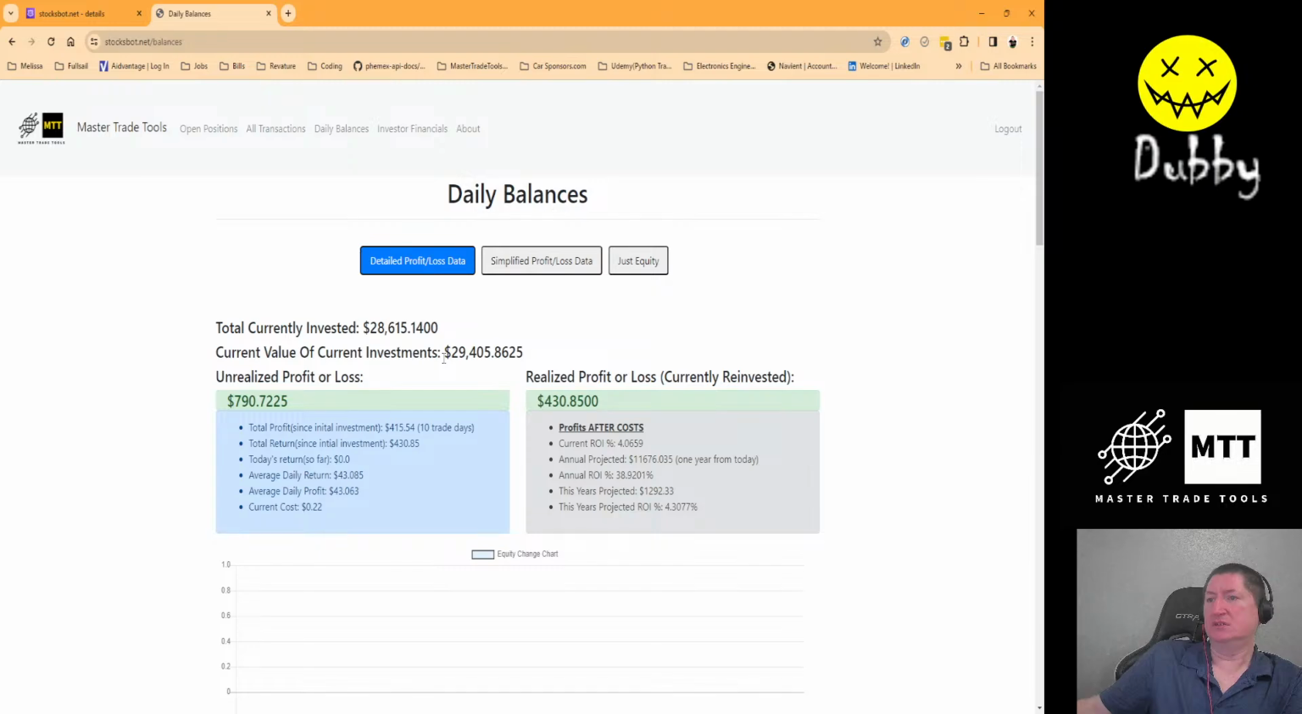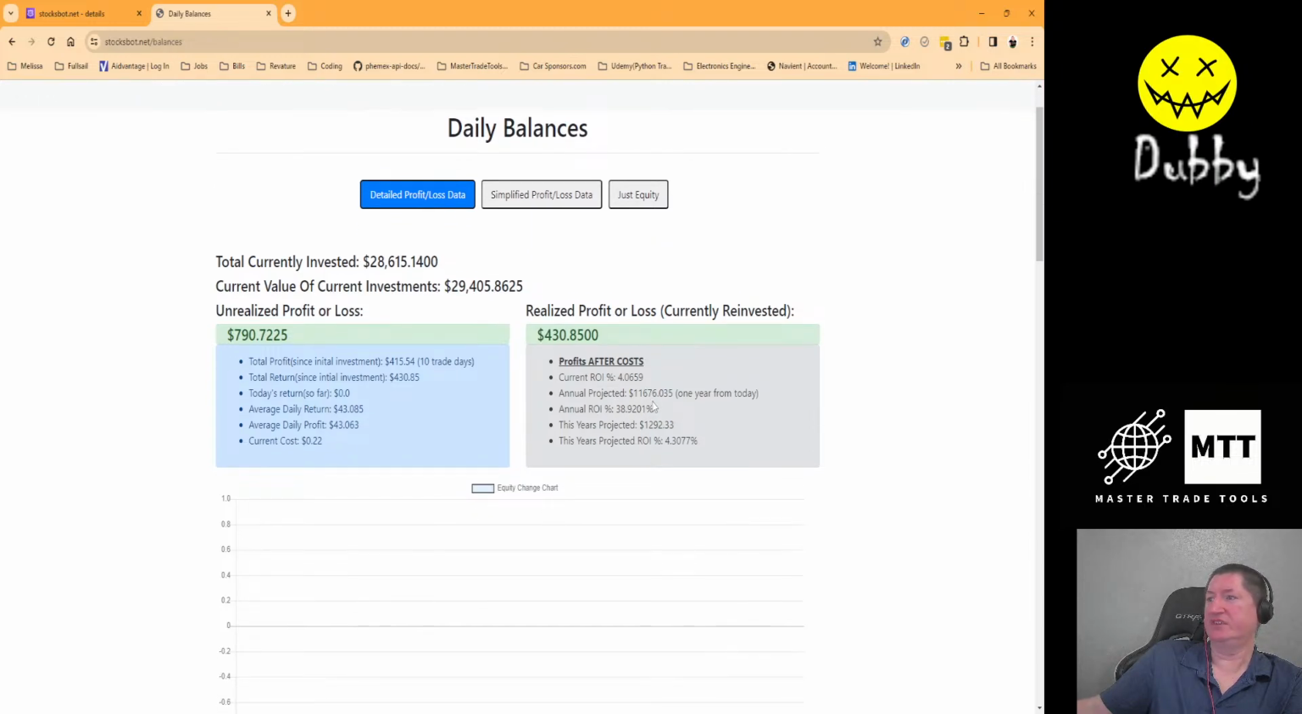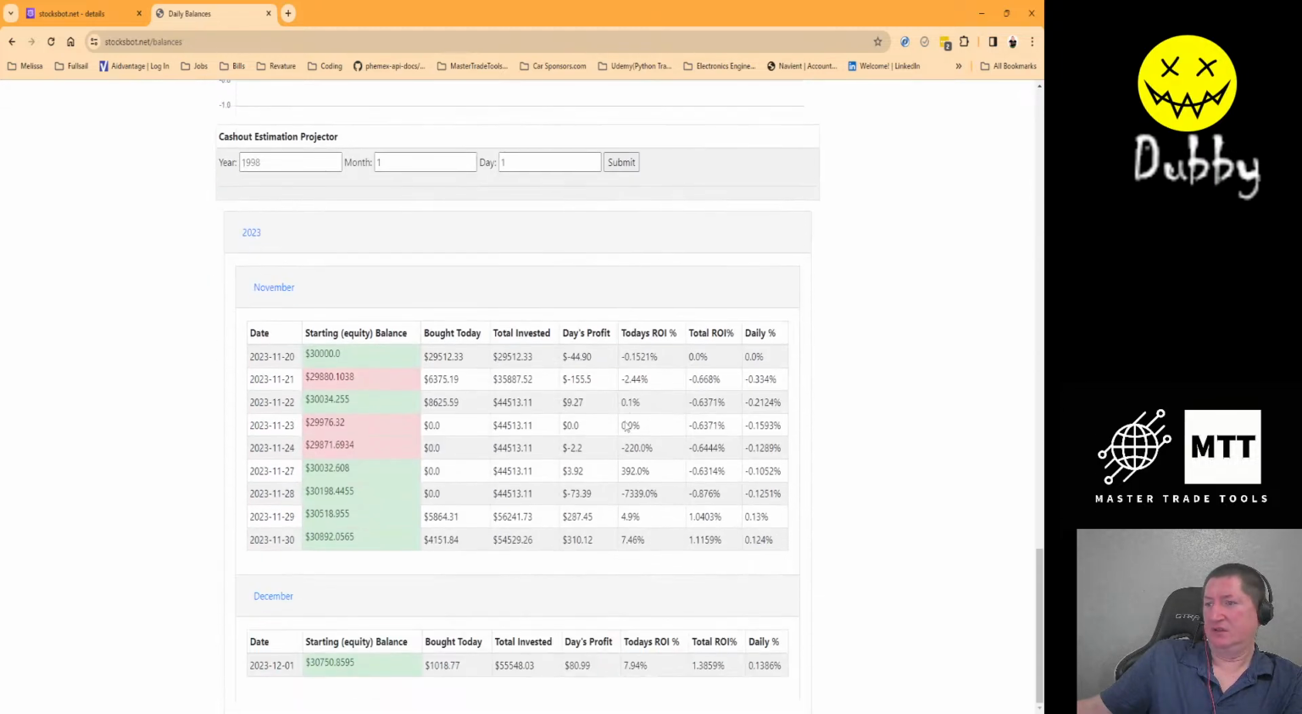Our end of year projection, well, not end of year, but this time next year projection is at 38.9% or $11,676.33. Our closeout for the first was we bought $1,018.72 at that time. With the reinvestments, we invested $55,548.03. That day's profit was $80.99.